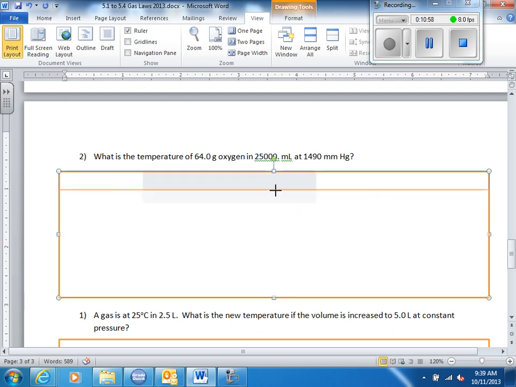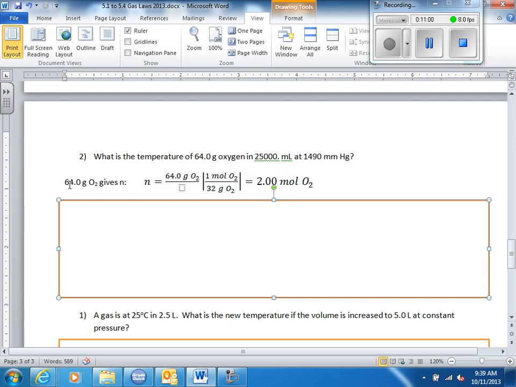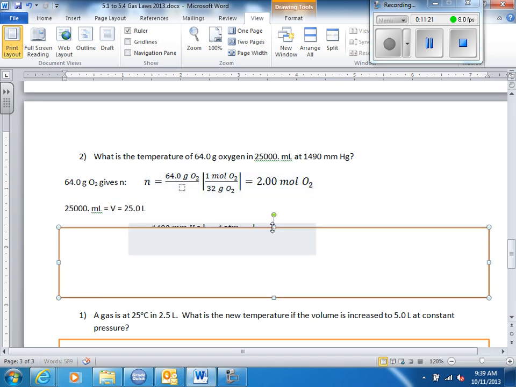So you want to identify your variables. First, we are given this grams of O2. And we're thinking about gas laws because we've got a pressure unit over here. So you think gas laws, I need moles. So we convert this to moles. Then we've got our milliliters. That should give us a volume, but we're going to have to convert that to liters.